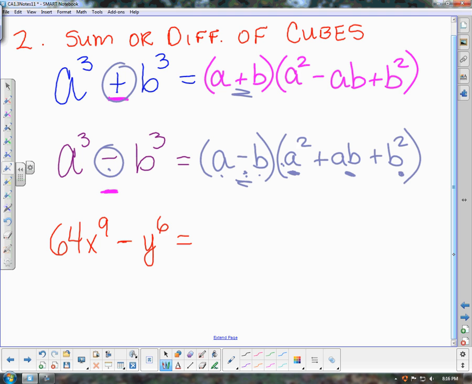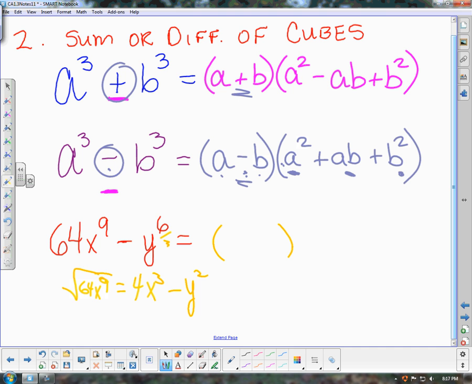Looking at this example here, it's 64x to the 9th minus y to the 6th. Well, the cube root of 64x to the 9th is going to be 4x to the 3rd, because for the exponent, you just divide 9 by 3. You have to figure out what the cube root of 64 is. And the cube root of y to the 6th would be y squared, because you're just dividing by 3.